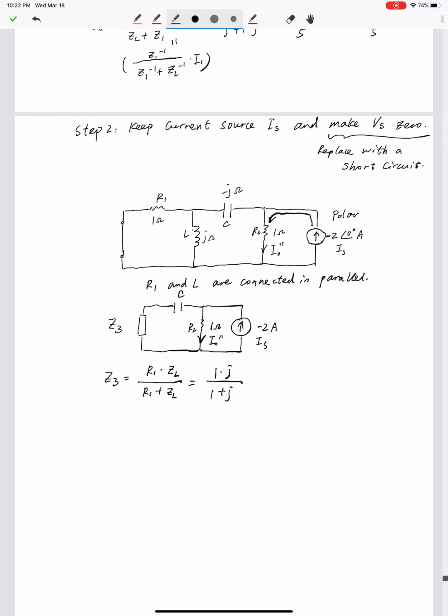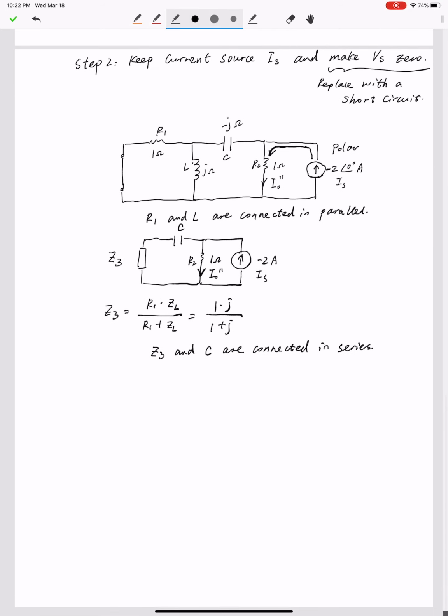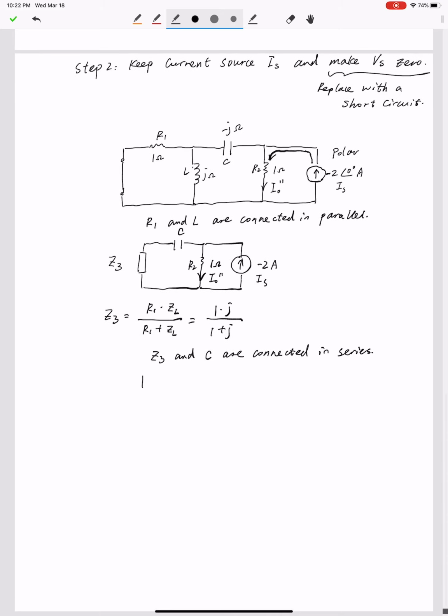And then Z3 and capacitor C are connected in series, which means these two components can be summed together to find the overall impedance. And let's name the new impedance as Z4, okay?